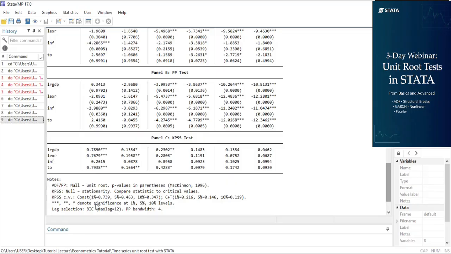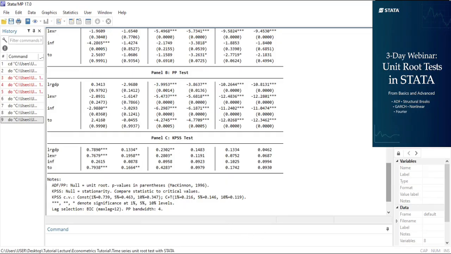And you need to read what we have below here. When you have 3 stars, it's stationary at 1%, but you know the conventional significance level is 5%. Once you have 2 stars, you are good to go.